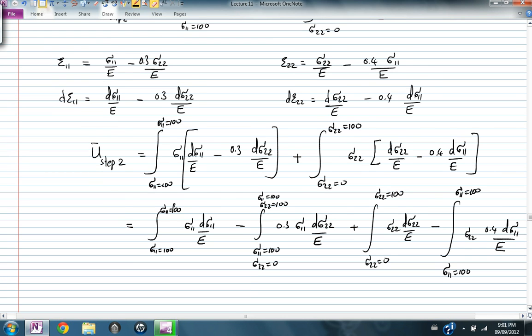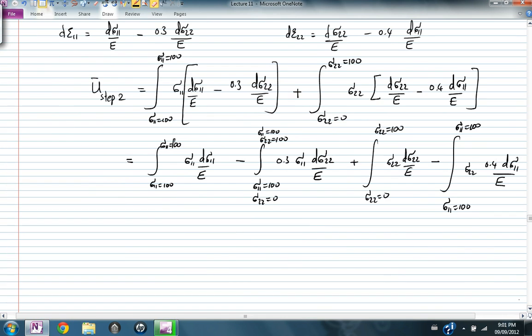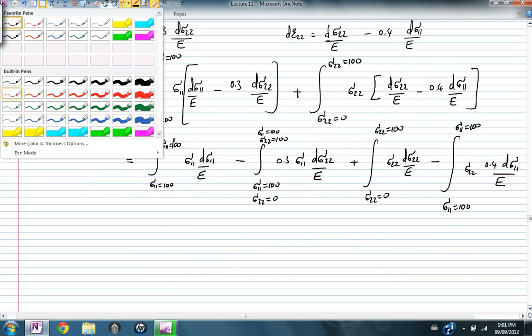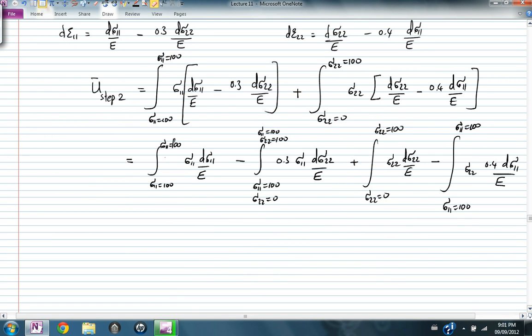When you compute these integrations, d sigma 1 goes from 100 to 100. This will be equal to 0. And when you also calculate this last one, d sigma 1 is 0, so you'll also find that this is equal to 0. And you're going to be left with those two integrals.